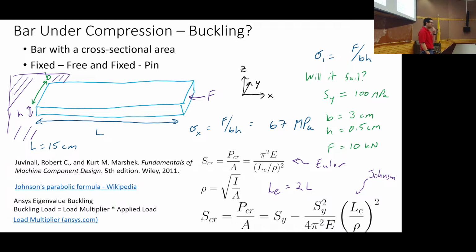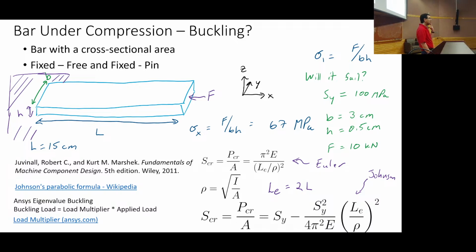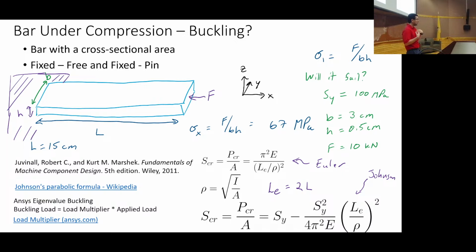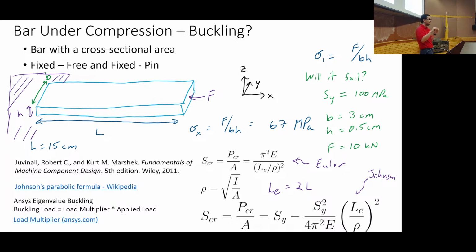In some cases we do, we'll talk about this in the Johnson case, we do consider the stress of the material. In Euler buckling, where it's very thin and slender, do we consider the yield strength of the material involved? No. So this is an elastic instability, not inelastic.